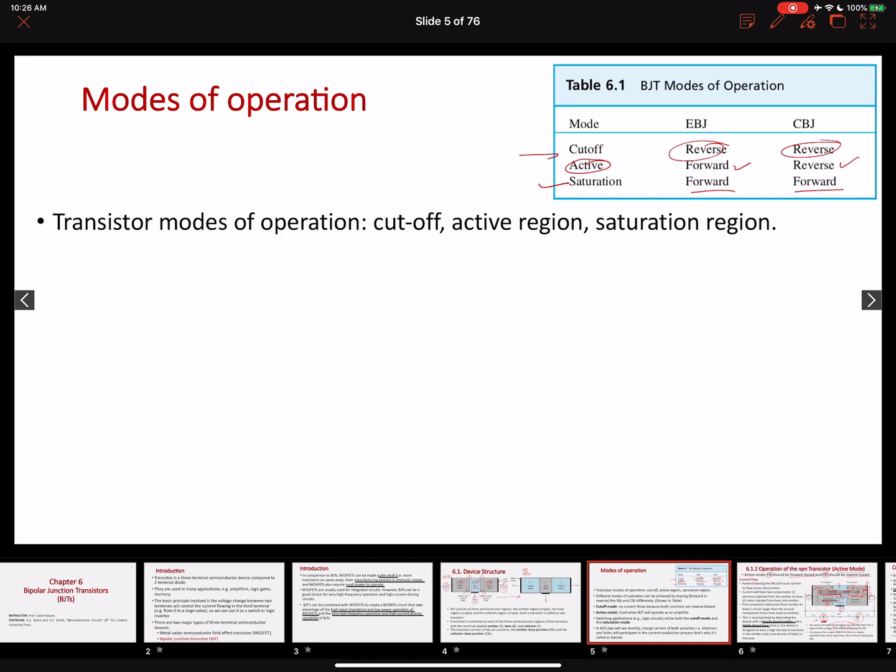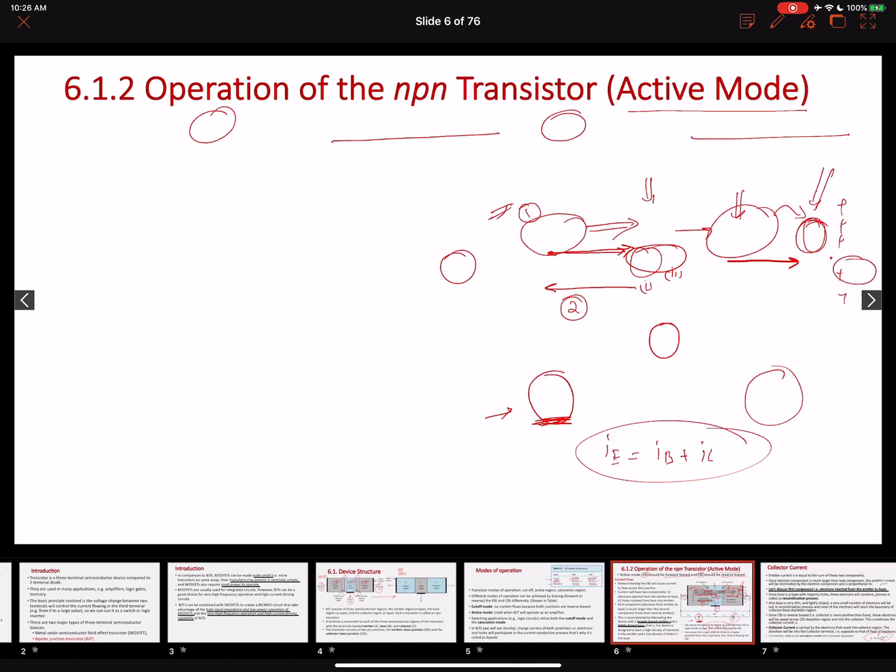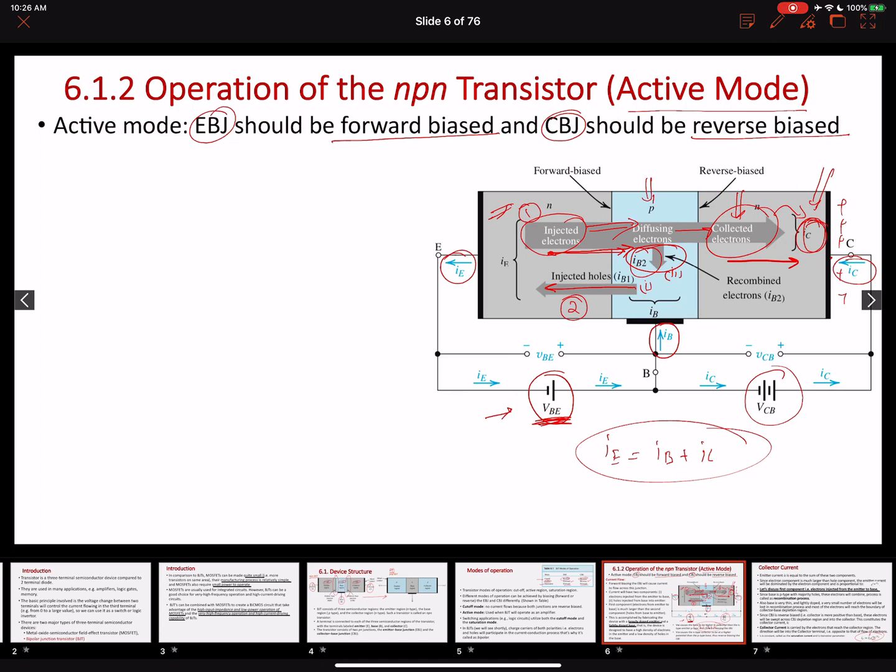We have discussed that in the cutoff mode, both junctions, the emitter-base junction and the collector-base junction, need to be reverse biased. For active mode, the emitter-base junction is forward biased and the collector-base junction is reverse biased. For saturation mode, the emitter-base junction is forward biased and the collector-base junction should also be forward biased. We discussed in detail the operation of the transistor in the active mode.